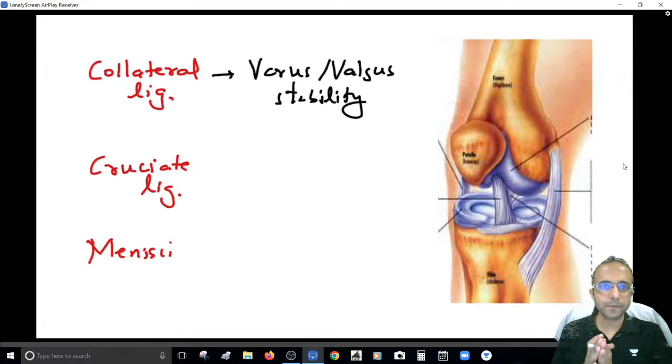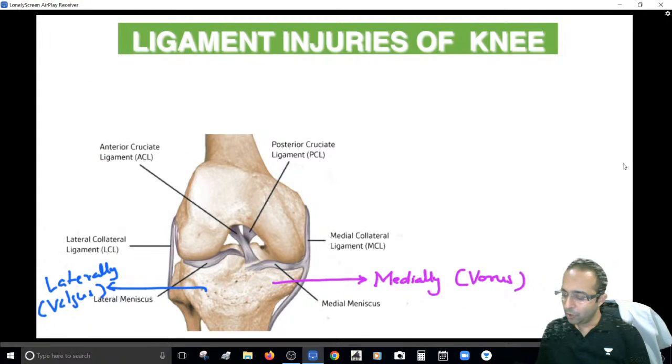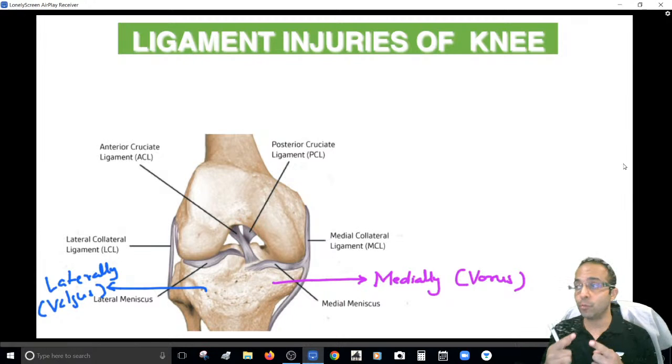Now the cruciate ligaments have a different anatomy. See this diagram very nicely. This is the ACL, and at the back you have the PCL. You can see the ACL is attaching to the lateral condyle of the femur, and the PCL is attaching to the medial condyle of the femur. So they are crossing each other mediolaterally. Now let me tell you, these ligaments also cross each other anteroposteriorly.